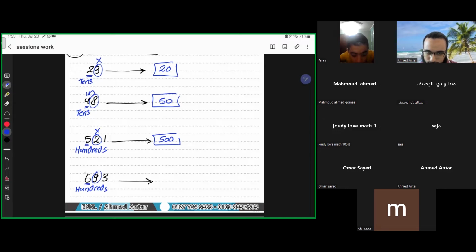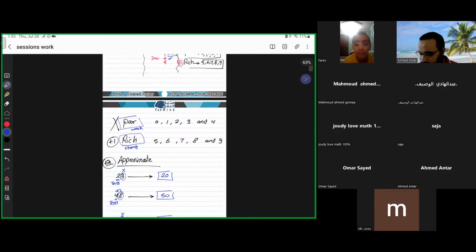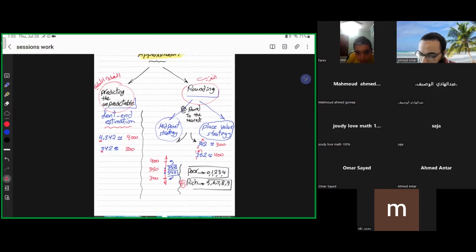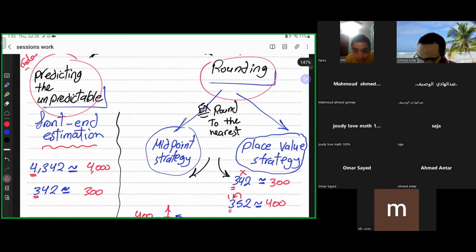Give it a 6. So the answer right now will be what? 700. Very excellent. And so on. This is the approximation. We also studied two ways or two strategies to make the approximation. The rounding strategy is the strategy that we have studied right now.